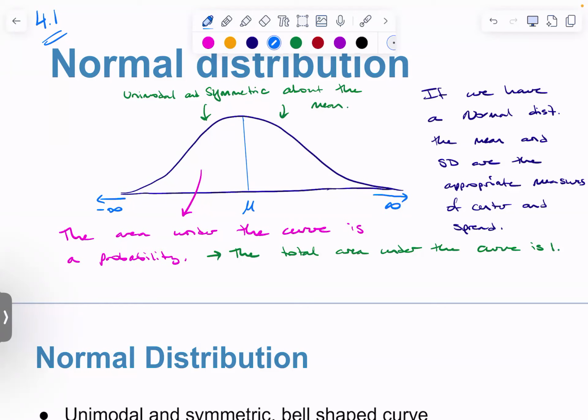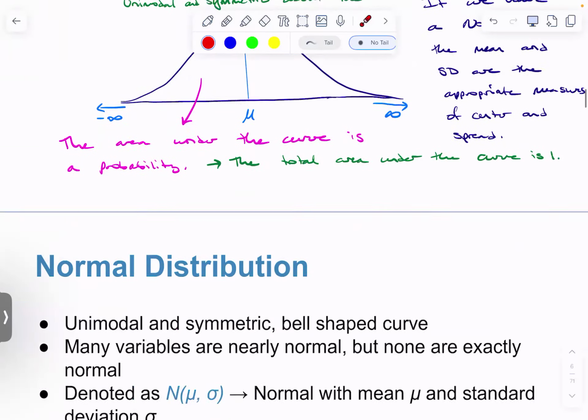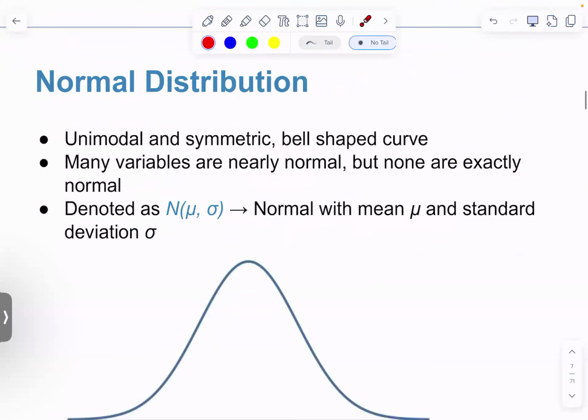And what does that mean? It means that there's always a probability of something happening, right? And so it's really just allowing for an infinite number of outcomes on a continuous scale. Okay, nice. So like we said, the normal distribution is unimodal and symmetric, and it's got a bell-shaped curve.